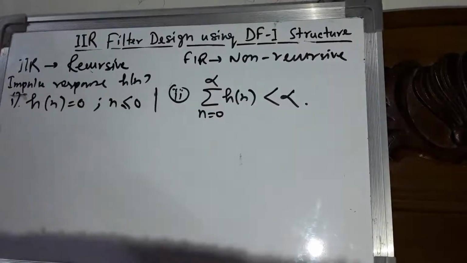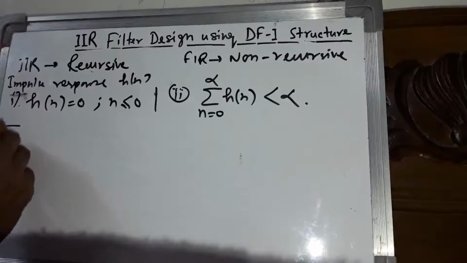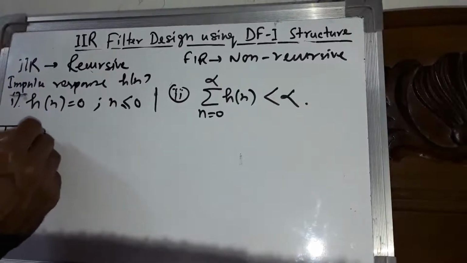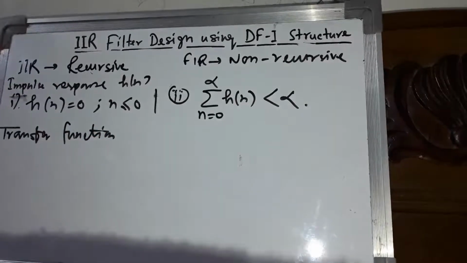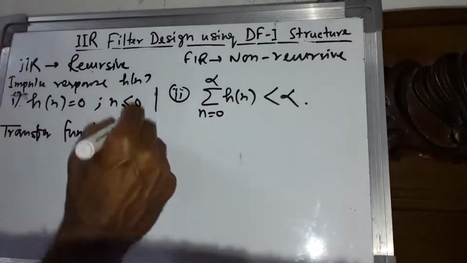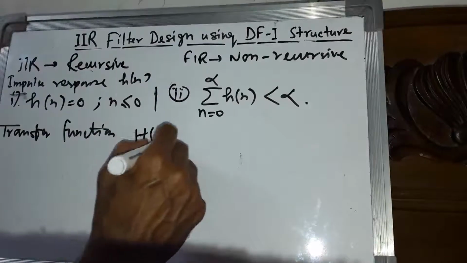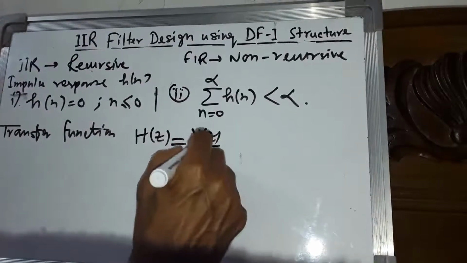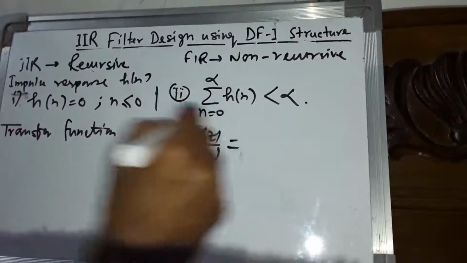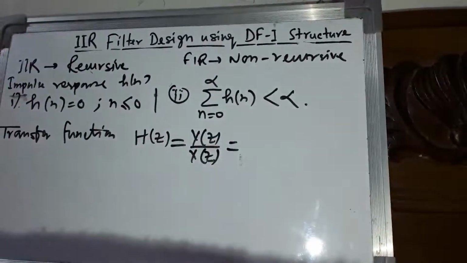Keeping these two in mind, we are going to realize an IIR filter with its DF1 structure. Let us start from the transfer function. Once again we define the transfer function of our digital filter, the IIR filter. It is the very basic formula H(z) equals Y(z) by X(z), that is the output response and input response in the frequency domain. Take the ratio, and it becomes the transfer function.